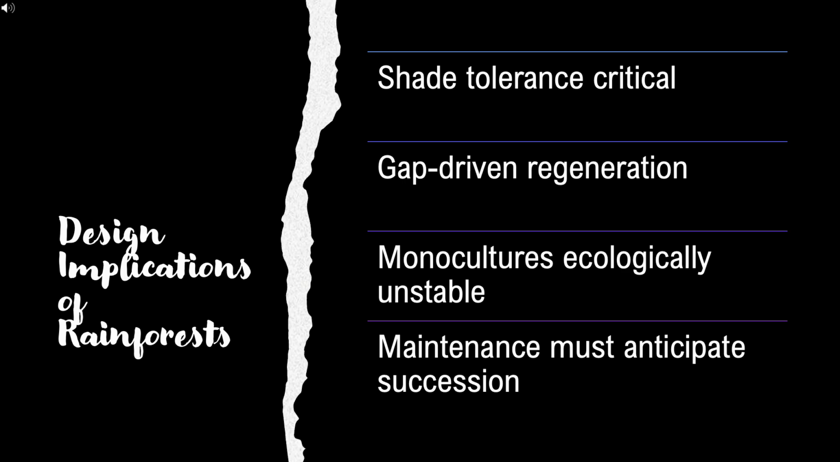And fourth, maintenance must anticipate succession. Tropical landscapes don't stay static. They want to grow, change, and succeed toward more complex states. A maintenance plan that treats a tropical planting like a temperate garden, mowing, clipping, holding back natural succession, is fighting the system. Design with succession in mind from the beginning.